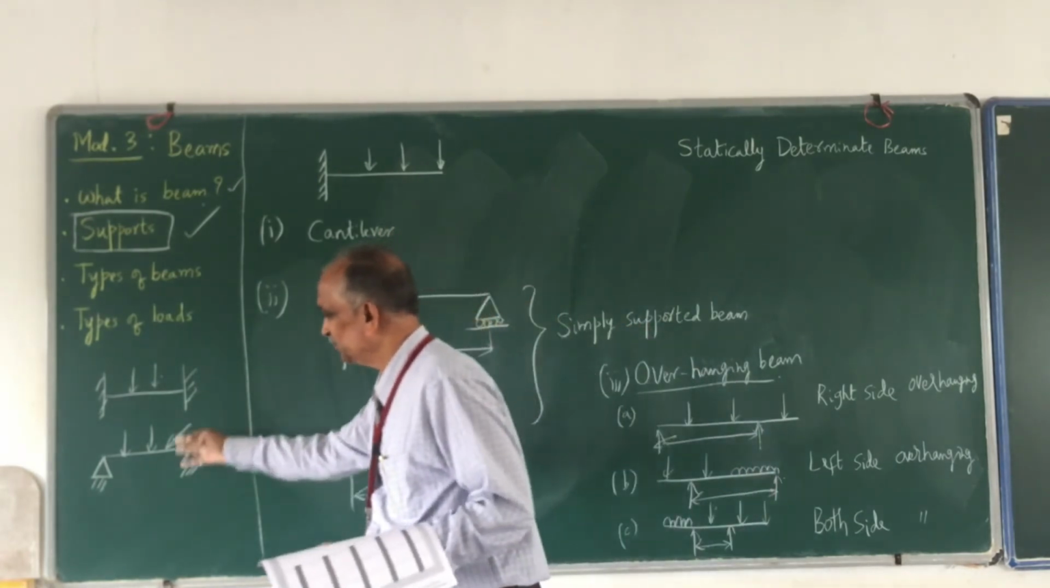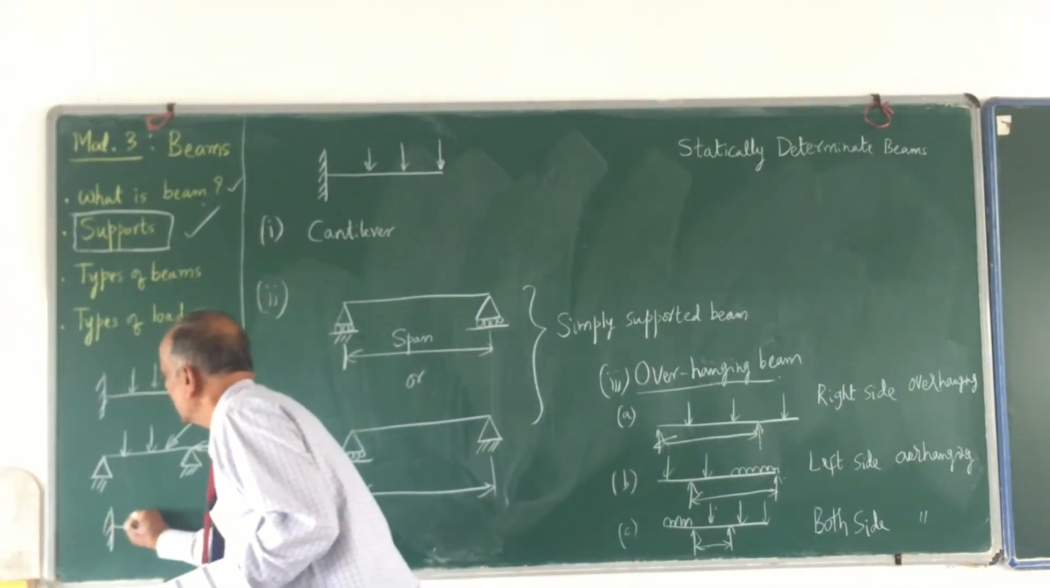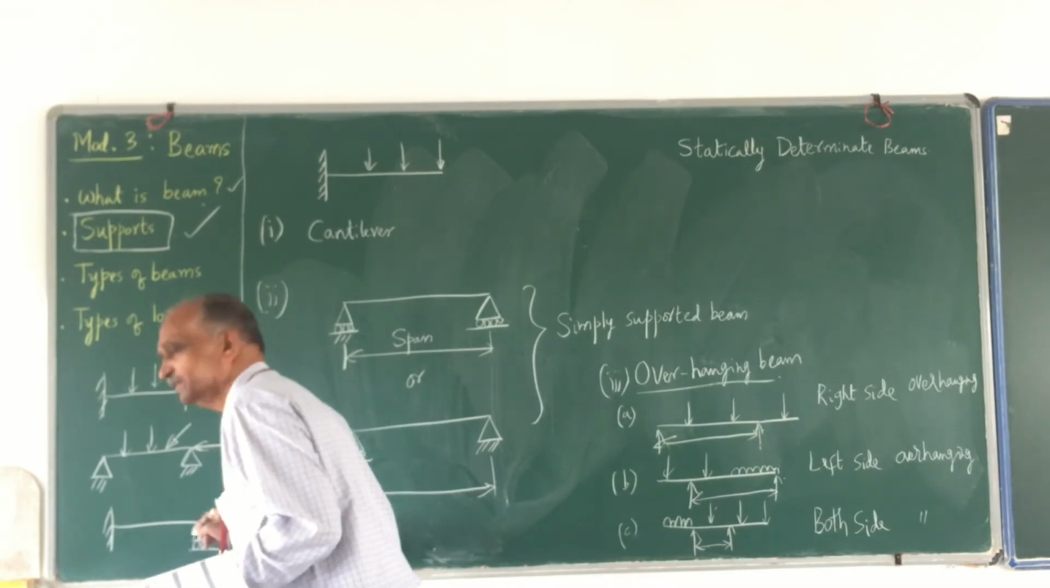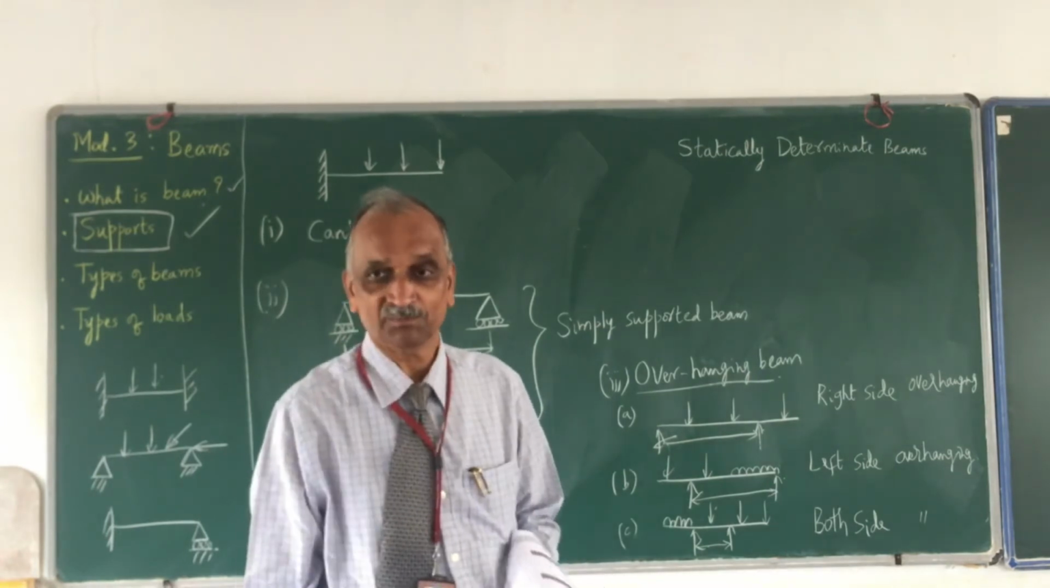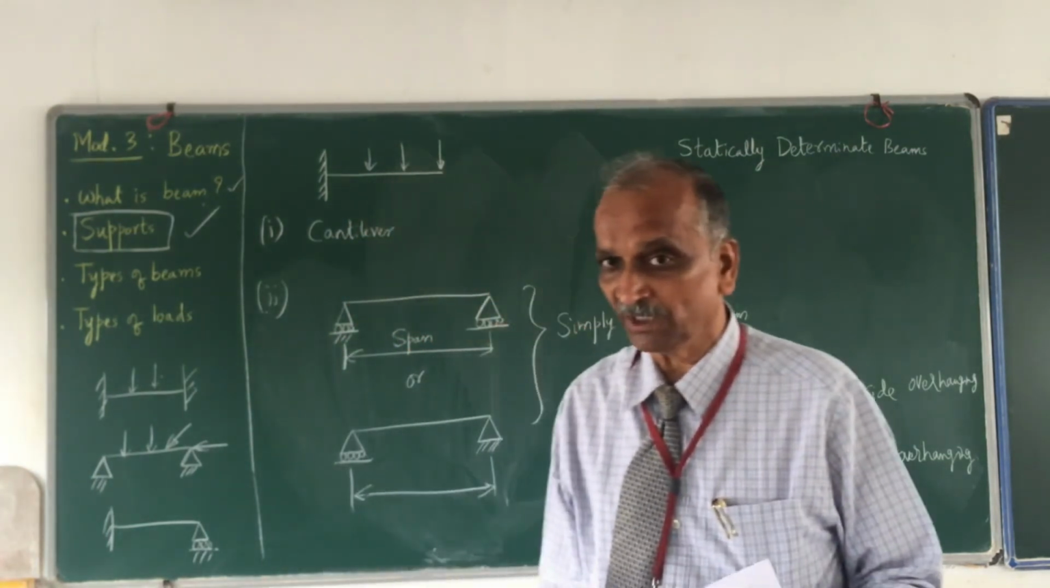So you may have any combination, one fixed support and one roller support also, something like this. Even this is called as statically indeterminate beam. And in our course, we are not going to study statically indeterminate beams.